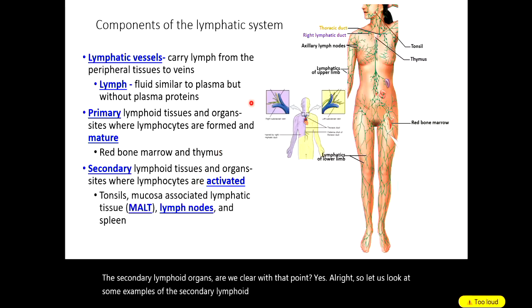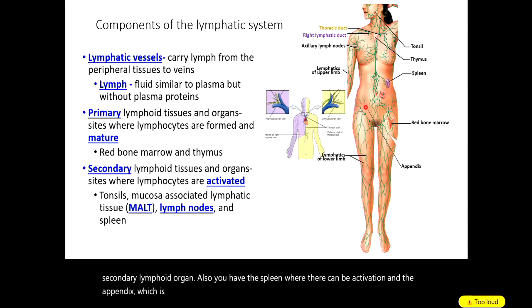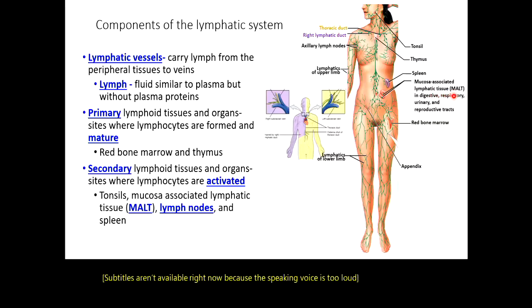So you have the tonsils, which is an example of a secondary lymphoid organ. Also you have the spleen, where there can be activation, and the appendix, which is linked to the large intestine, and also all of these mucosa associated lymphatic tissues which are found in various parts of the body, and the lymph nodes as well.